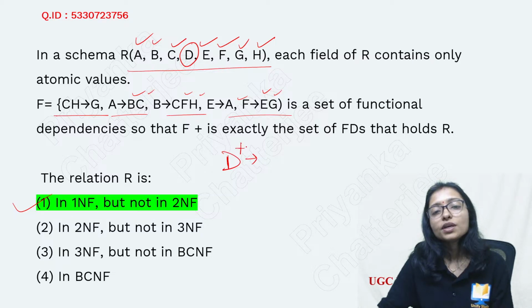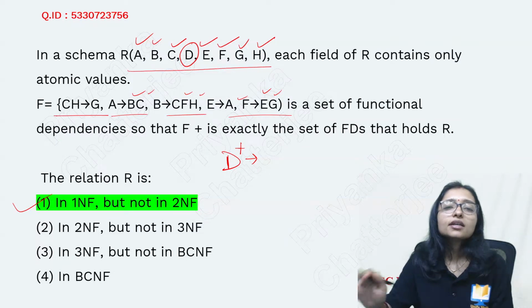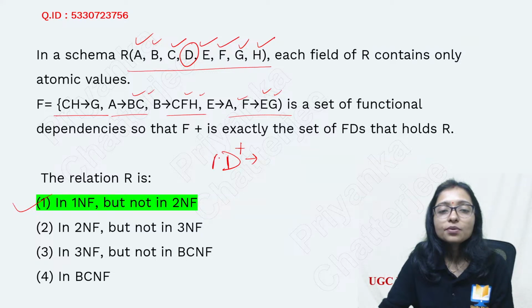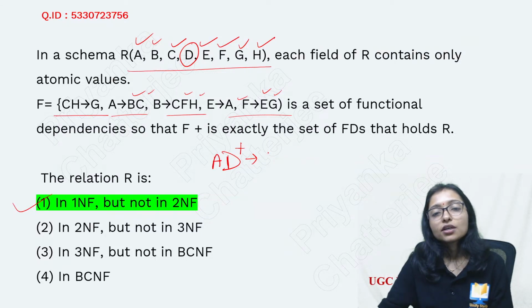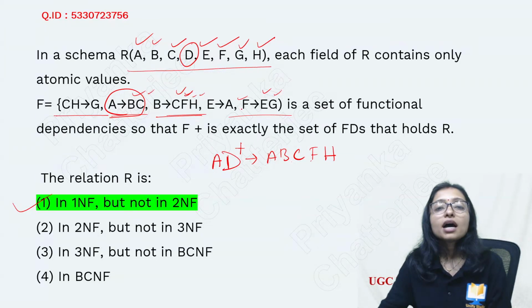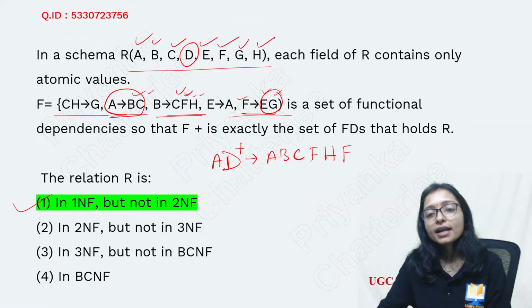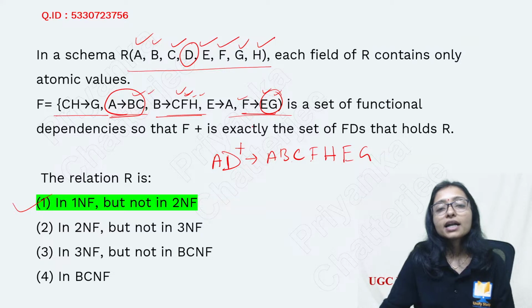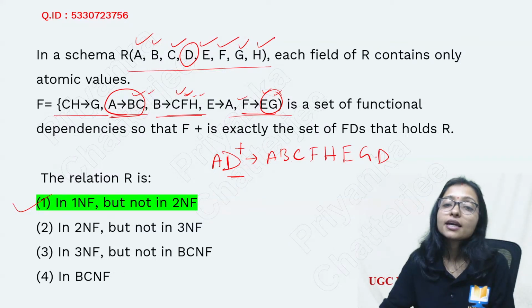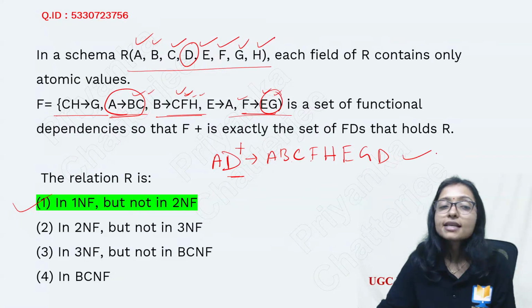D closure, if I am doing, am I getting anything? No. With D closure, I am not getting anything. So I will try with one extra, AD. If I am doing AD, I can get A to BC. So A, B, C. After that from B I can see C, F, H. C to F, H. Now F to EG, so I can add EG. After that all are coming: A, B, C, and D automatically. A, B, C, D, E, F, G, H all are coming here. AD is the candidate key.